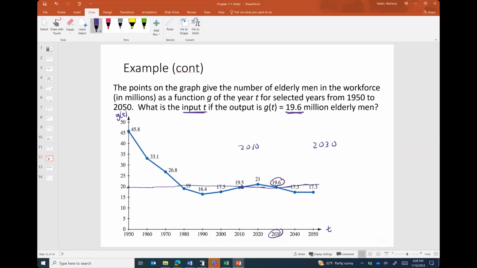And then also a little bit before 1980. I don't know exactly when that is. I'm going to estimate that right there. I'm going to say that's at 1977.